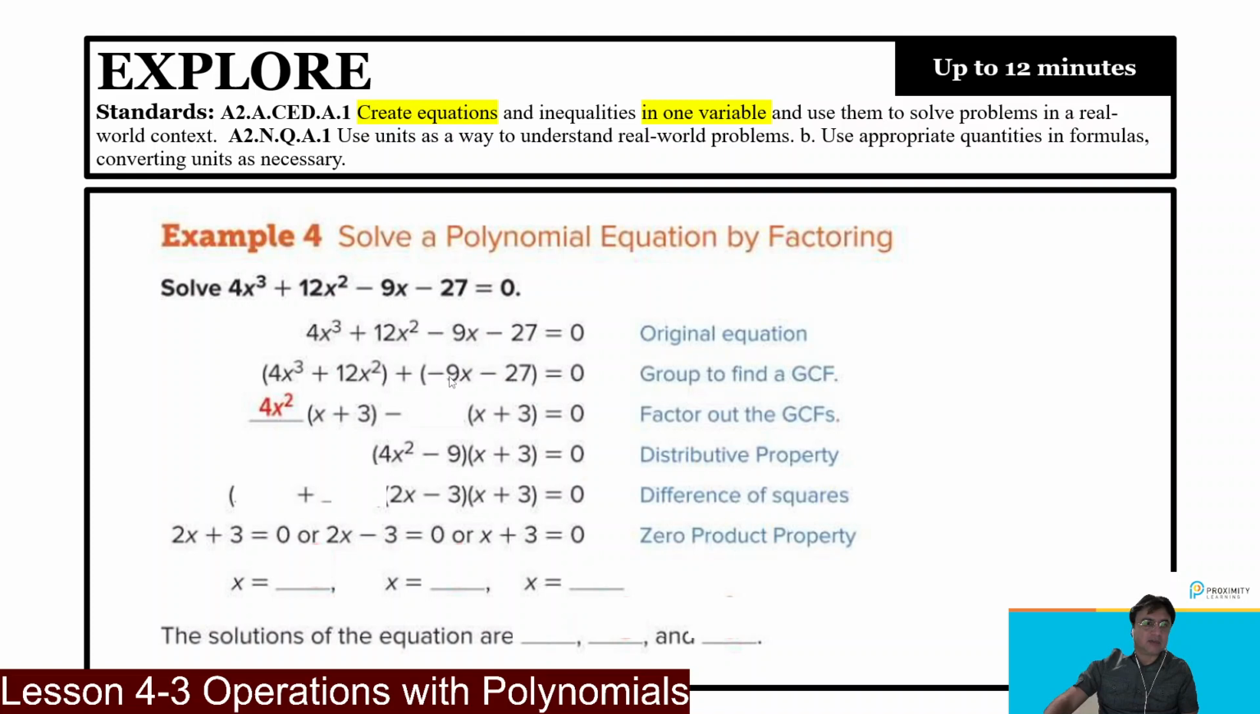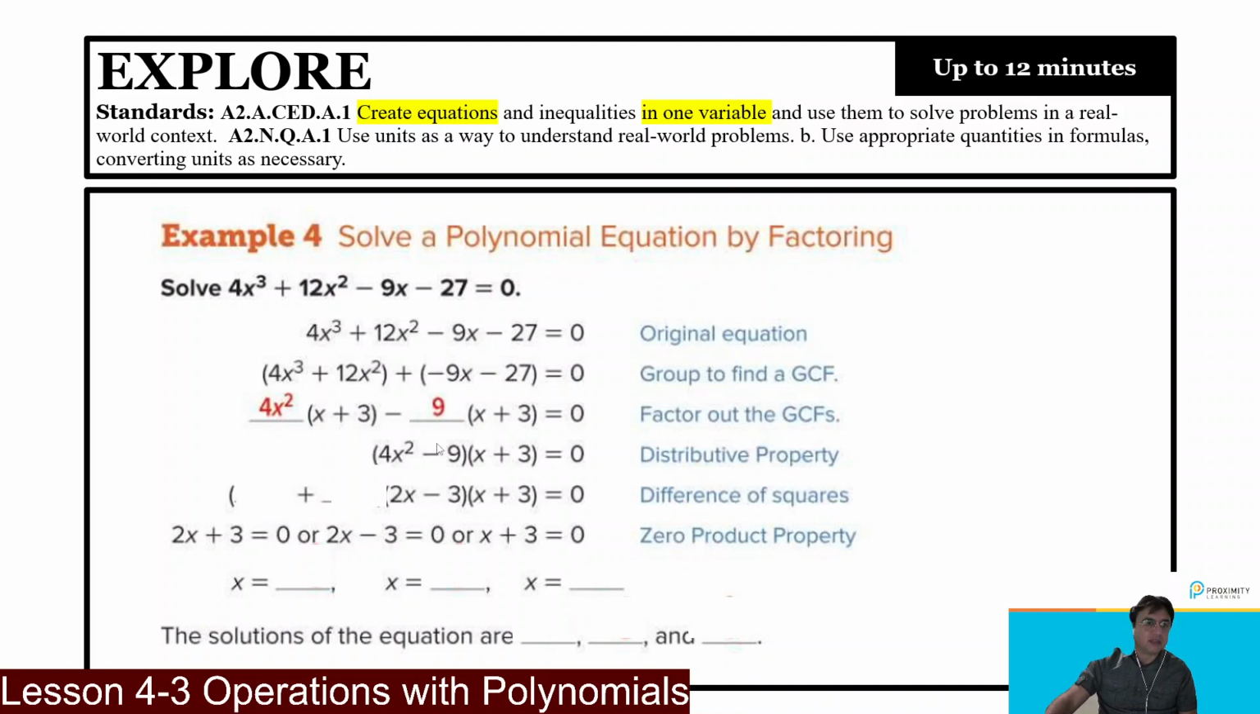So what can we take out from minus 9x minus 27? Is there something that goes into both minus 9 and minus 27? Well, there is something. 9 goes into 9, and 9 goes into 27 3 times. So if I take out a minus 9, I can't take out an x because 27 doesn't have an x. So if I take out a minus 9, then I'm left with x plus 3 in here. Well, what I notice here is that I have an x plus 3 here and an x plus 3 here. So I can actually use the distributive property. And so this is as if x plus 3 was distributed into 4x squared minus 9.